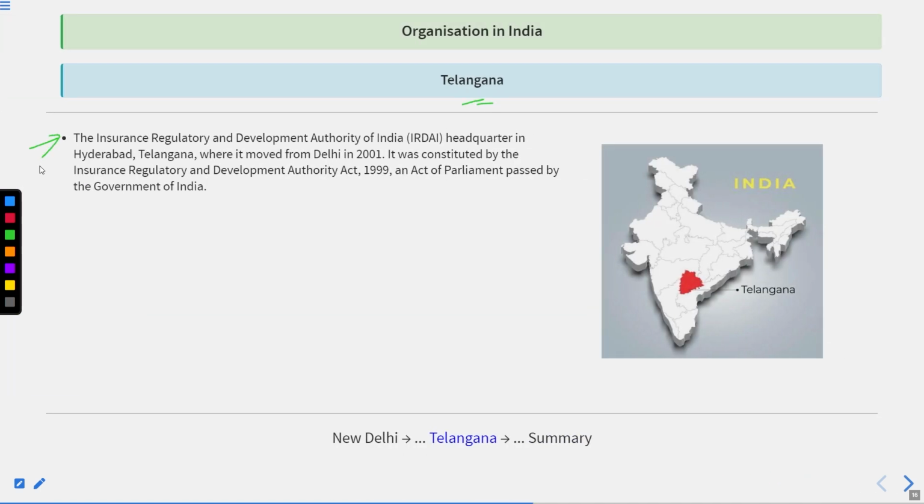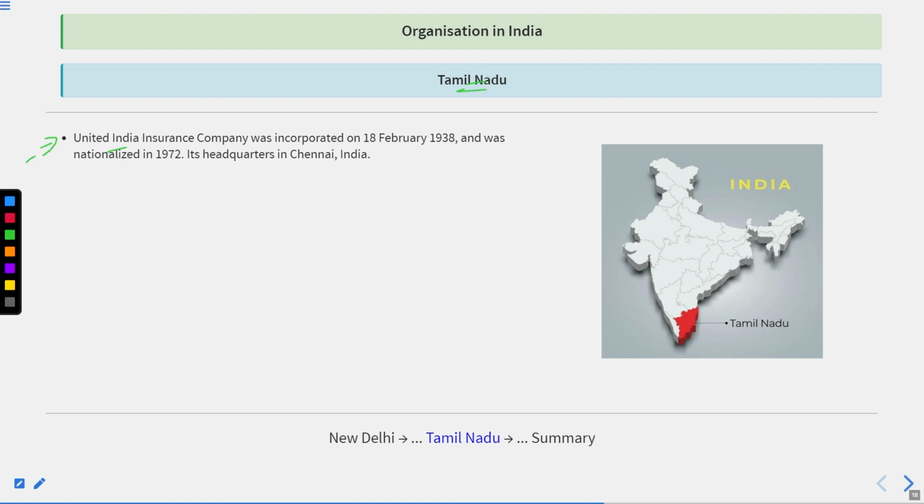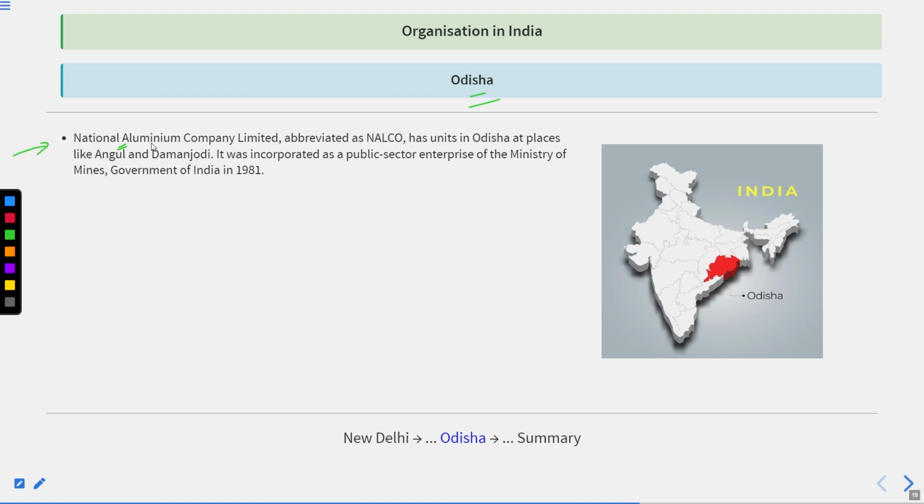Telangana: the Insurance Regulatory and Development Authority of India, IRDAI, is headquartered in Hyderabad, Telangana, moved from Delhi in 2001, and constituted by the Insurance Regulatory and Development Authority Act 1999, which is a statutory act. Thereafter, Karnataka: the Indian Space Research Organisation, ISRO, under the Government of India, was established in Bangalore in 1969. Tamil Nadu: United India Insurance Company was incorporated on 18th February 1938, nationalized in 1972, with headquarters in Chennai. Then Odisha: National Aluminium Company Limited, abbreviated as NALCO, has units in Odisha at places like Angul and Damanjodi, and was incorporated as a public sector enterprise of the Ministry of Mines, Government of India in 1981.